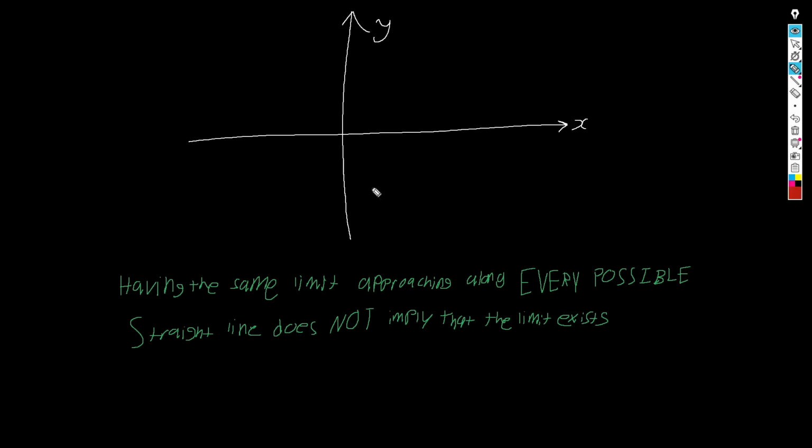Because think about it. If you approach a point along literally every single straight path towards it and get the same limit, you would expect that the limit actually exists, and that is the limit. But no! You need to consider all possible paths, all possible curves.